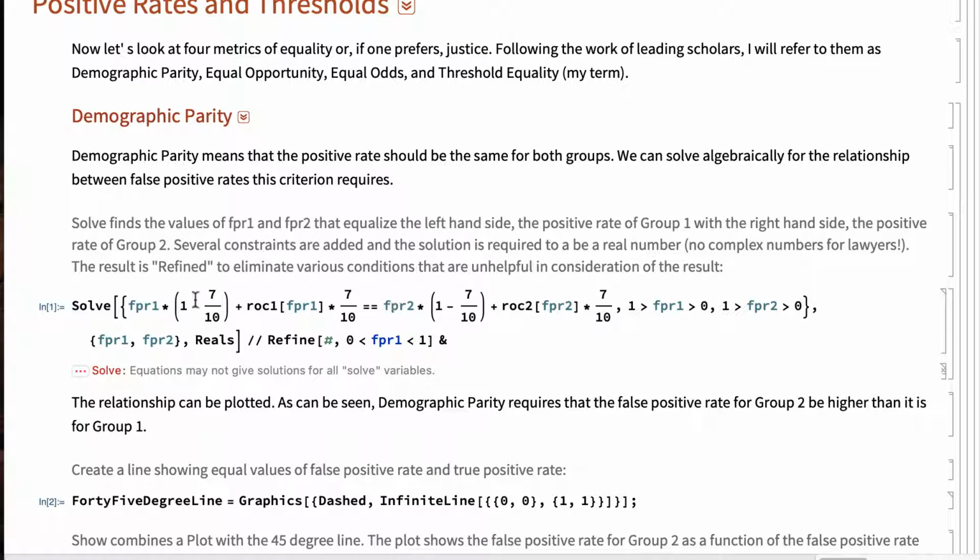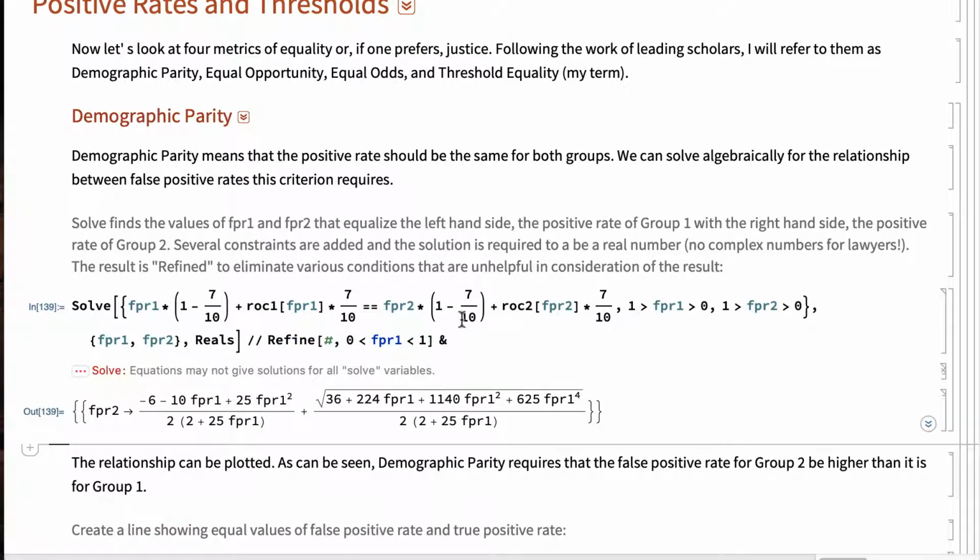Here is the positive rate for group 1. This is basically 1 minus the incidence times the false positive rate plus the true positive rate multiplied by the incidence, and that should be equal to the same idea for group 2. We're going to constrain our false positive rates to both lie between 0 and 1, and we're then going to solve for the values of the false positive rates that equilibrate the positive rate. And this is just saying, hey, could you please remember that the false positive rate lies between 0 and 1, otherwise we get weird stuff.